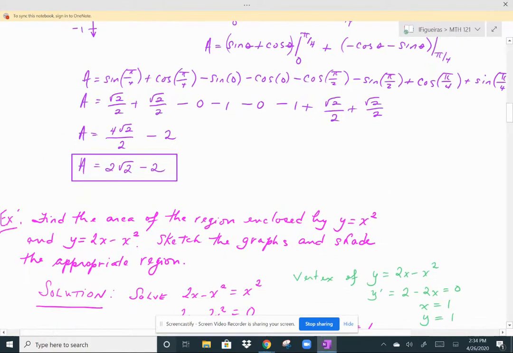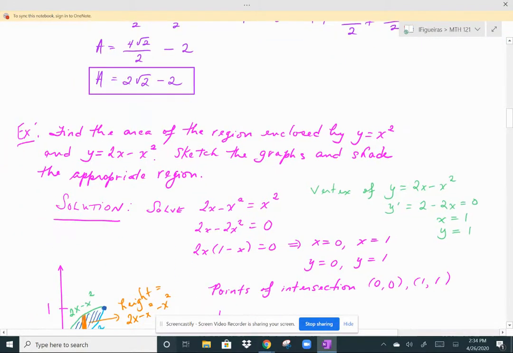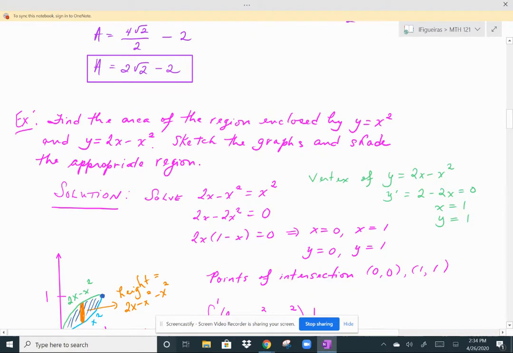So let's move on. All right, so here's another one where we have to compute how the region is bounded. And this time I've given you two parabolas. So we want to find the area of the region enclosed by y equals x squared and y equals 2x minus x squared. Sketch the graphs and shade the appropriate region.